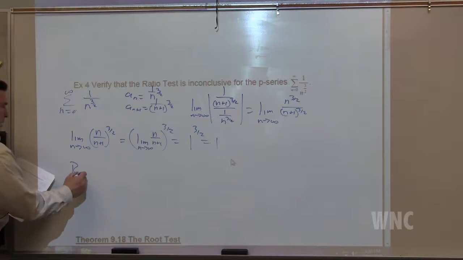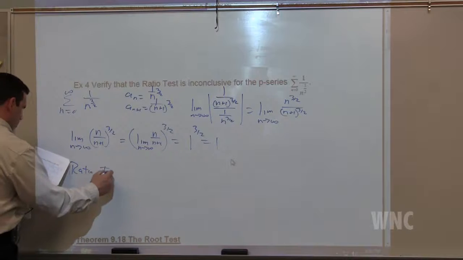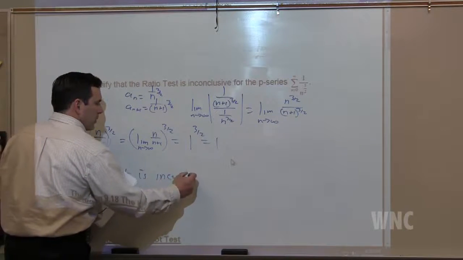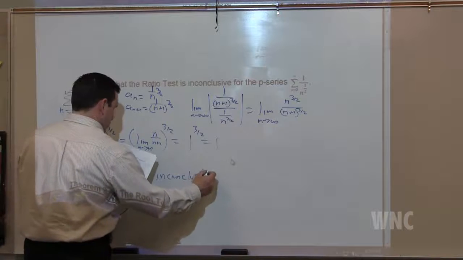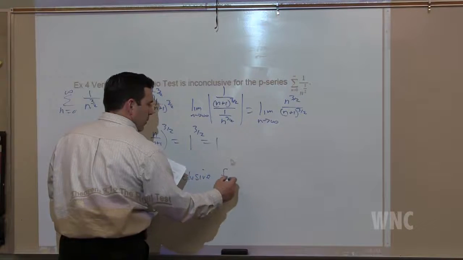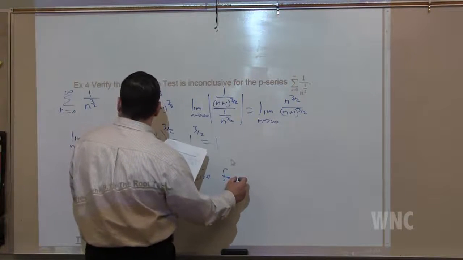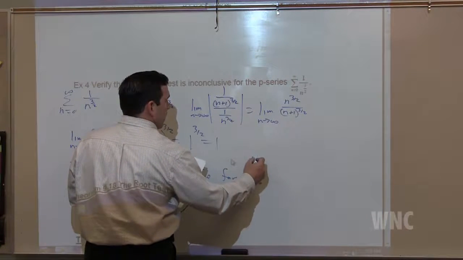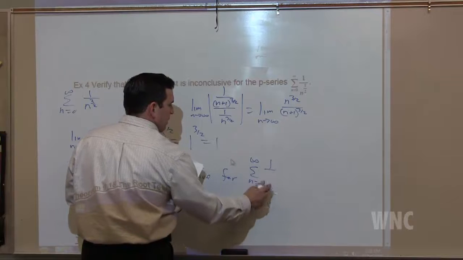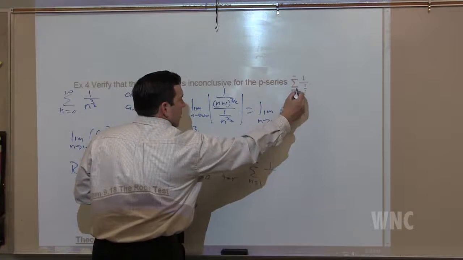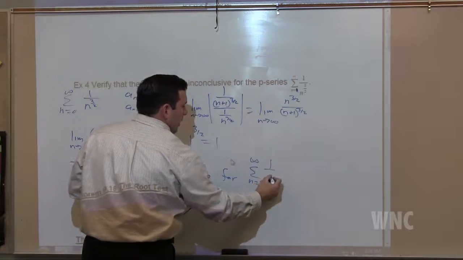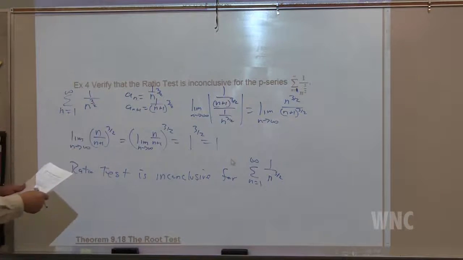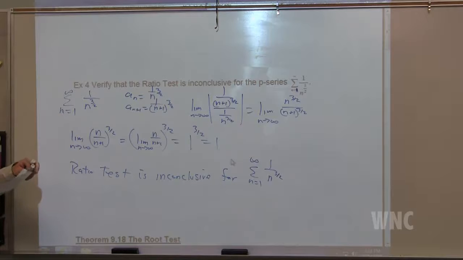So the ratio test is inconclusive for the sum n goes from 0 to infinity. It should be n goes from 1 to infinity, by the way, not 0, because you'd have it undefined for the first term, n to the 3 halves. Okay, and that's it for that one.